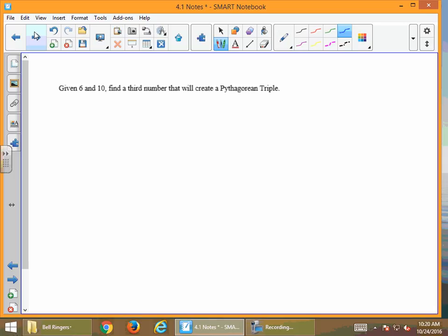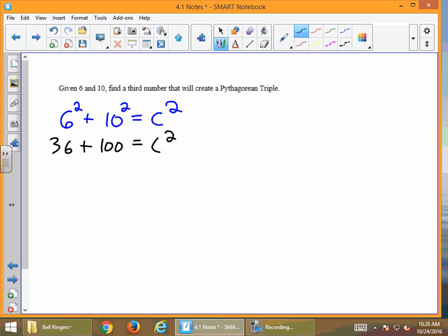Maybe it is, maybe it's not. Let's look. So A squared, so I'm going to say 6 squared plus 10 squared is equal to C squared. If I get a nice number, a perfect square, then I'm golden, because again, it has to be a whole number. So let's go ahead and solve. 6 squared is 36. 10 squared is 100. 36 and 100 is 136.